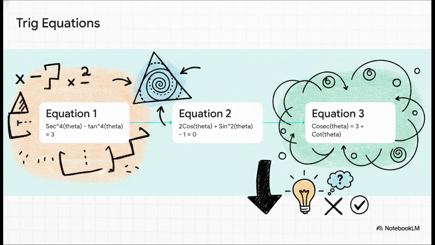Distribute that out, and the ones completely cancel, leaving you with negative cosine squared theta plus 2 cosine theta equals 0. From there, factor out the cosine theta, giving you cosine theta times the quantity negative cosine theta plus 2, all equal to 0. This gives us 2 potential solutions, where cosine theta equals 0 or where cosine theta equals 2. But wait, cosine theta equals 2? That's undefined, impossible. So your actual final answers are just the angles where cosine is exactly 0, which are pi over 2 and 3 pi over 2.